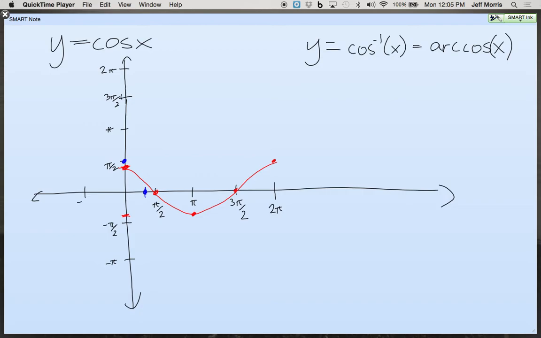What is it? Negative 1. Sorry. So pi, negative 1 becomes negative 1, pi. It's about right there. What about 3 pi over 2, 0? It becomes 0, 3 pi over 2. And then 2 pi, 1 becomes 1, 2 pi. So roughly, if you were to dash it, it looks like this.